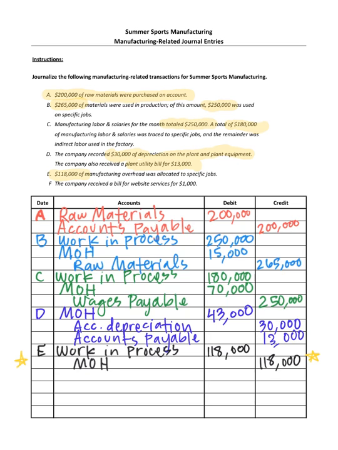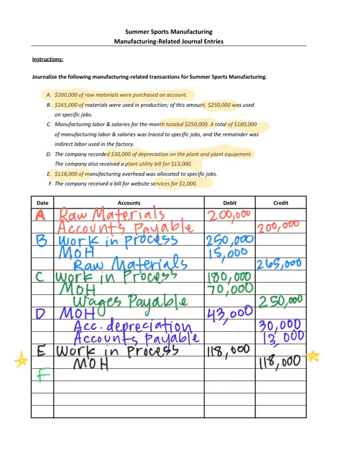Now we are to the final entry, which is to record the fact that the company received a bill for a website service for $1,000. This is kind of a trick question because a website is not production related and does not happen in the factory. Therefore, it is a period cost and not a product cost.